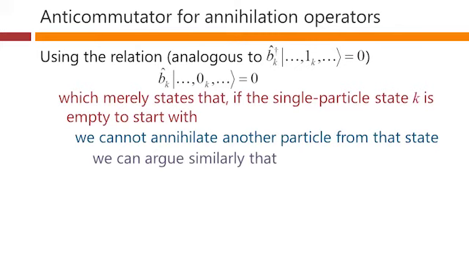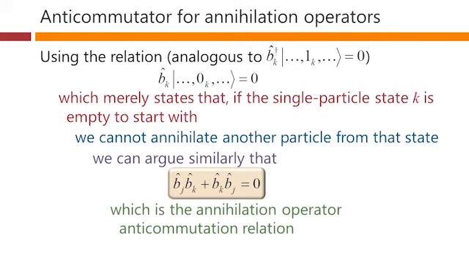We can argue similarly that we'll end up with this kind of anti-commutation relation. The arguments would exactly parallel the ones that we went through for considering the creation operator and its anti-commutation relation. And just as for the creation operator, this will be our annihilation operator anti-commutation relation, and it will be valid for all choices of states k and j, similarly to what we had deduced for the case of the creation operator.